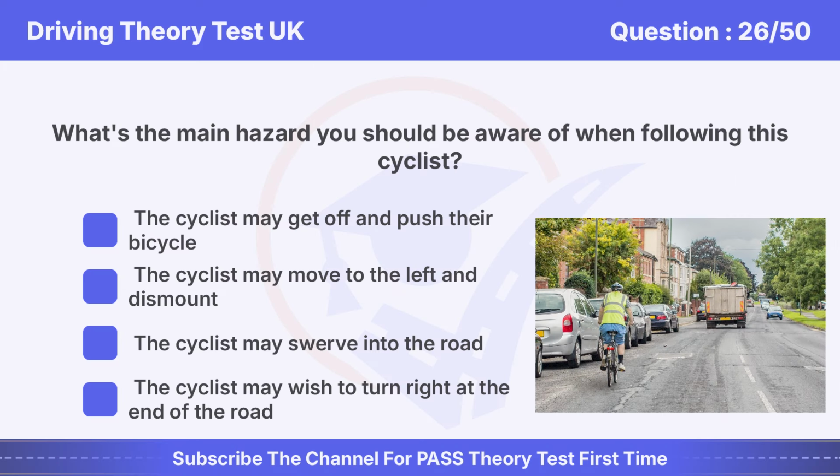Question 26. What's the main hazard you should be aware of when following this cyclist? Option A. The cyclist may get off and push their bicycle. B. The cyclist may move to the left and dismount. C. The cyclist may swerve into the road. D. The cyclist may wish to turn right at the end of the road.